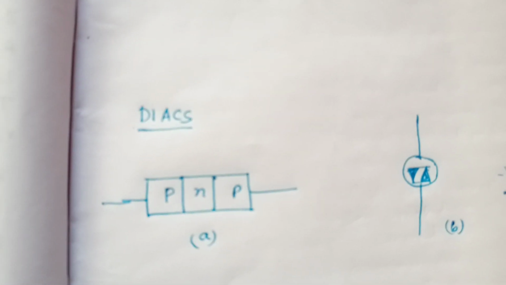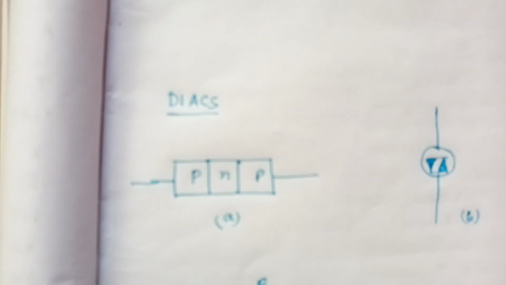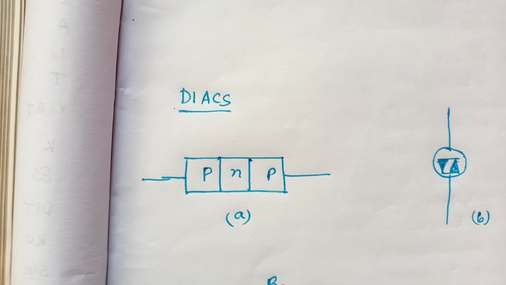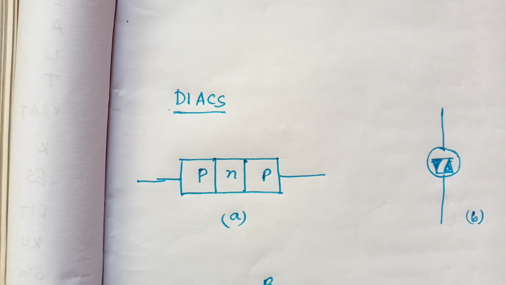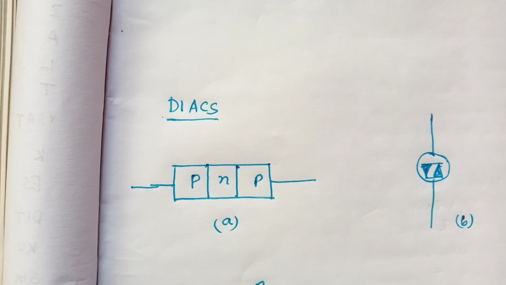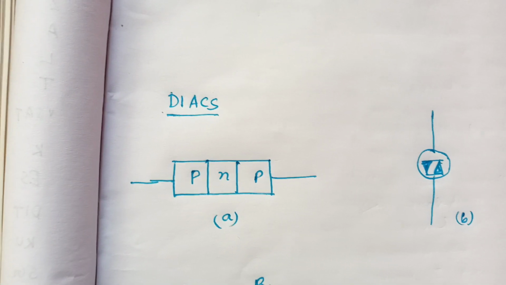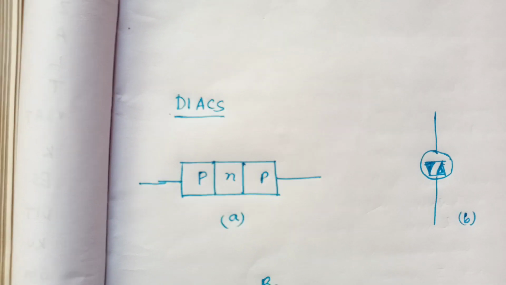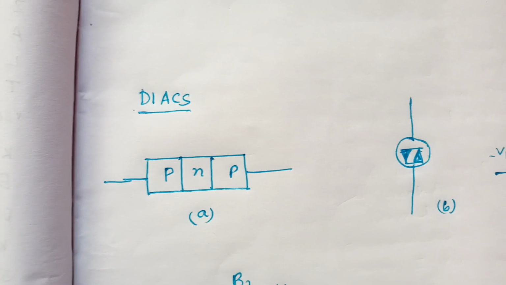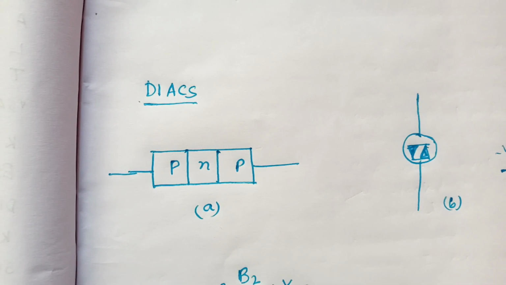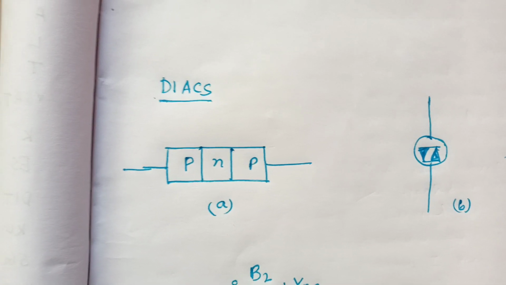It is a two-electrode, three-layer bidirectional avalanche diode that can be switched from its off state to its on state for either polarity of the applied voltage. The basic structure of a diac is shown in figure A. It is similar to a PNP bipolar transistor.